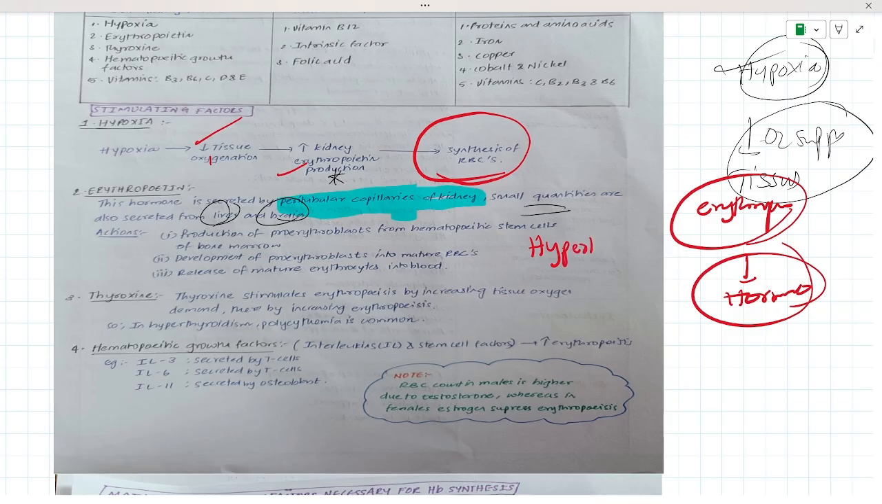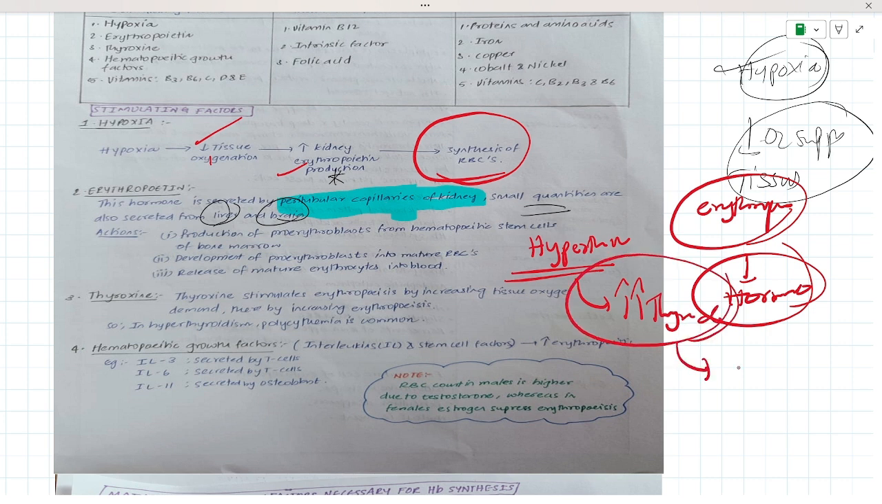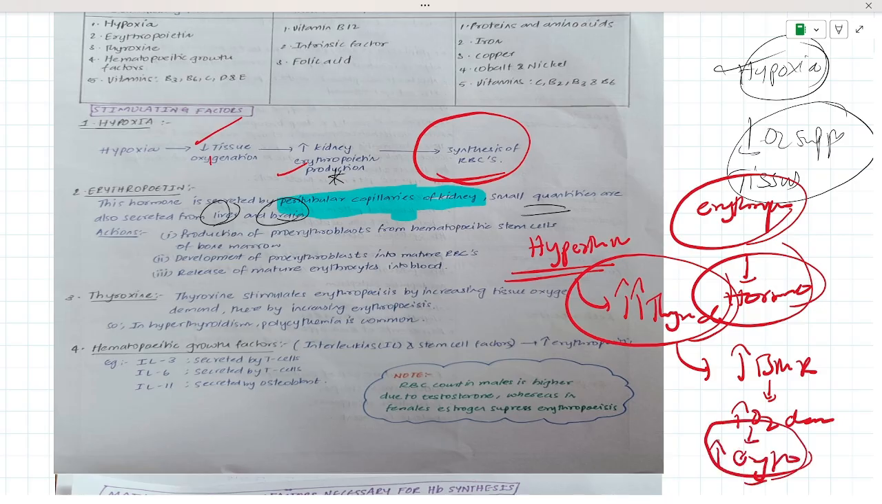Hyperthyroidism, in which there is increased secretion of the thyroid gland. So what happens here? If there is increased secretion of thyroid gland, there will be increased BMR. If there is increased BMR, there will be increased O2 demand, which increases the erythropoiesis and leads to a condition called polycythemia. So, in hyperthyroidism, polycythemia is common. I hope you are clear.